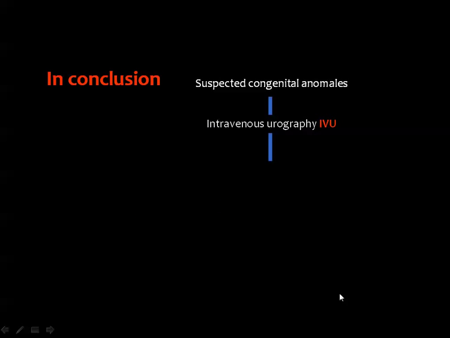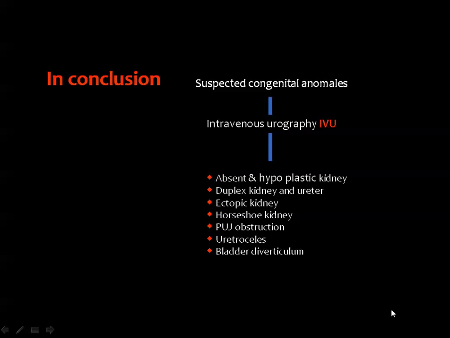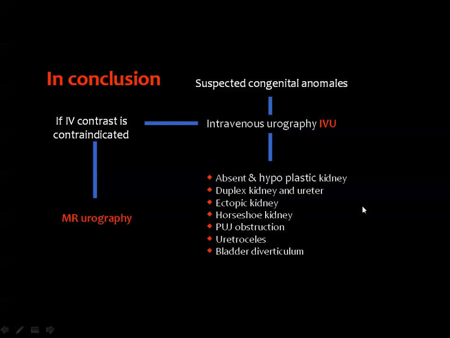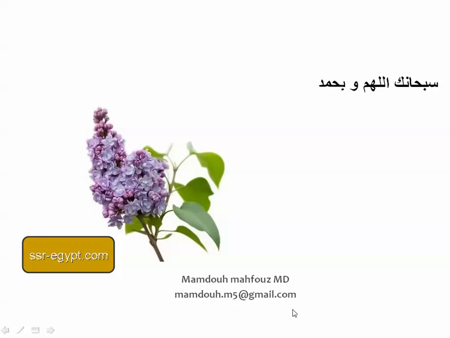Then if congenital anomalies are suspected, the optimal way is intravenous urography. And by intravenous urography, you can see all the congenital anomalies, including absent kidney, ectopic kidney, horseshoe kidney, pelviureteric junction obstruction, ureterocele, and vesical diverticulum. But if you cannot inject the contrast material in intravenous urography, you have to go for MRI urography. And this MRI urography is exactly similar to IVU, but it does not require the injection of contrast material.